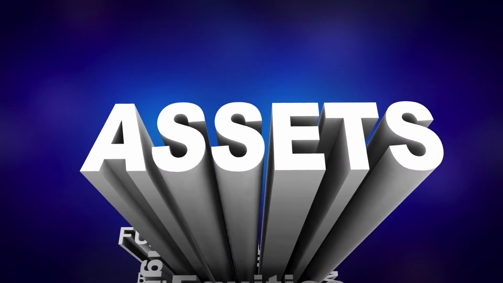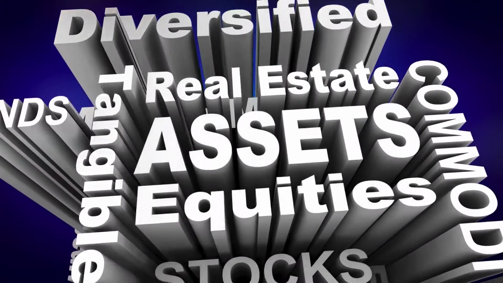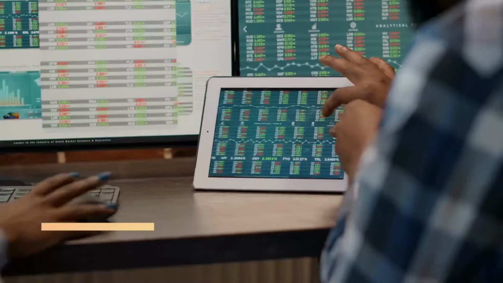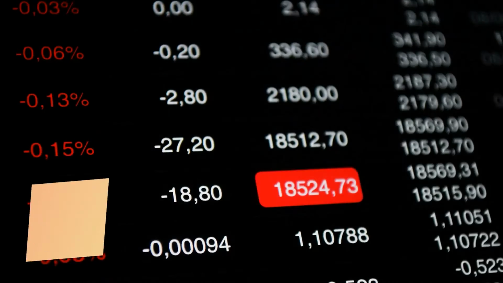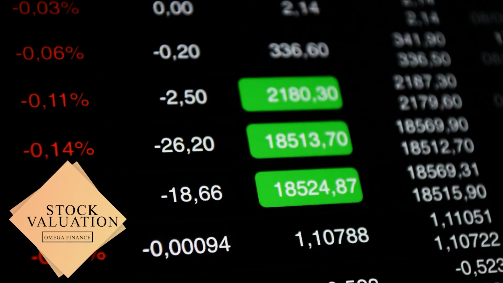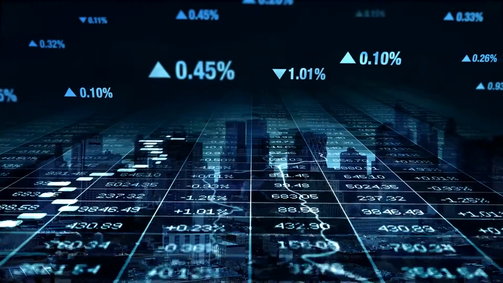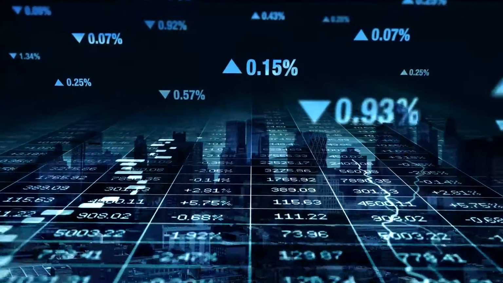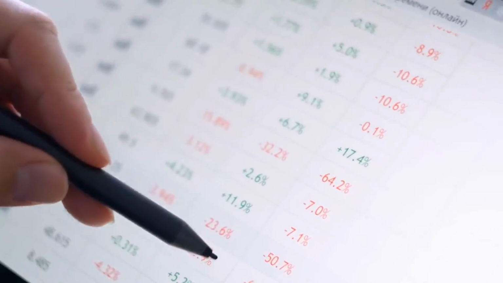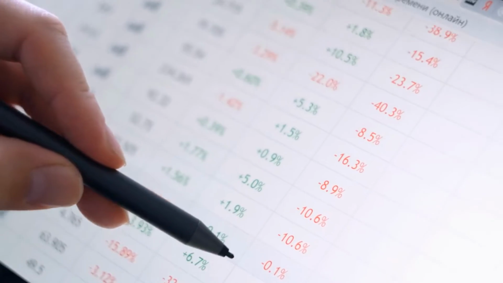Stock valuation. Have you ever wondered about successful investors' methods of choosing winners consistently? What criteria do they use to predict which stocks' prices will go up in the future? A stock's real value is determined by a procedure known as stock valuation. Mastering stock valuation abilities is essential if you wish to outperform the market with your investments. Using this method, you may determine whether a stock's current price represents a fair value.